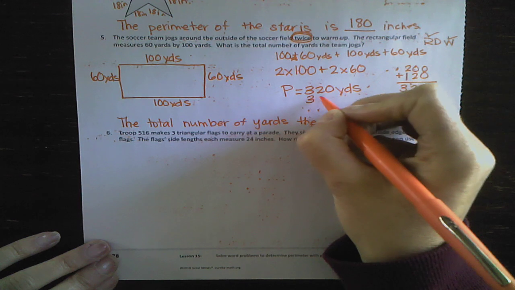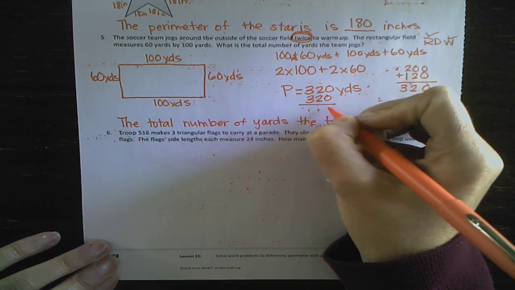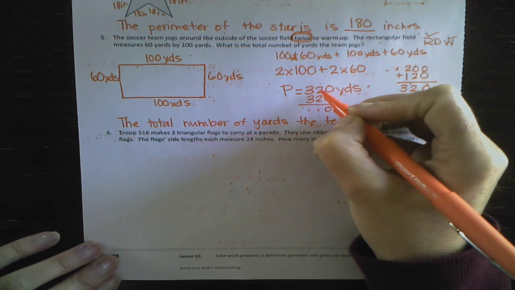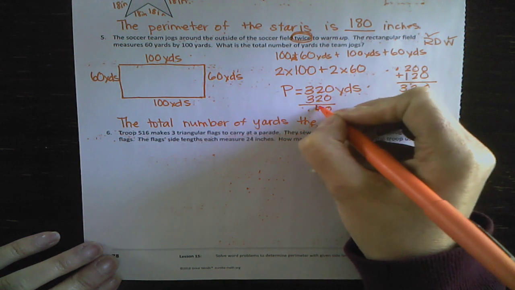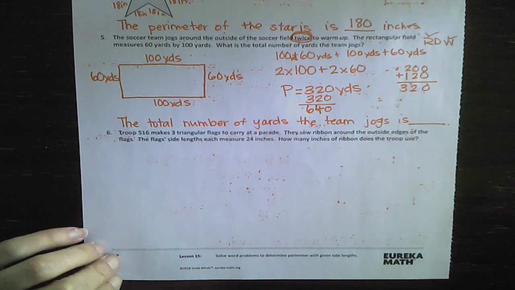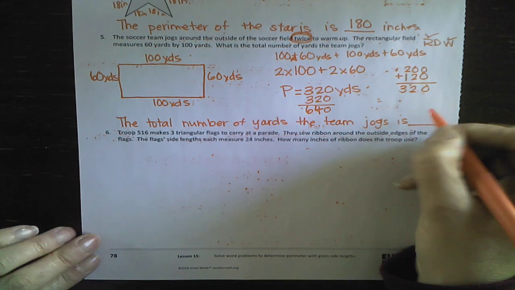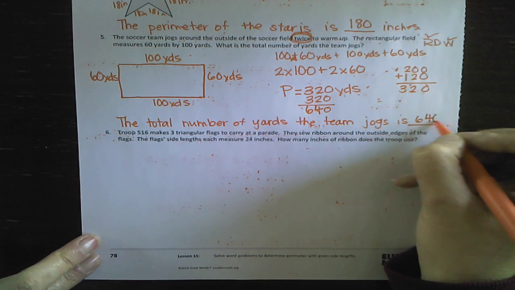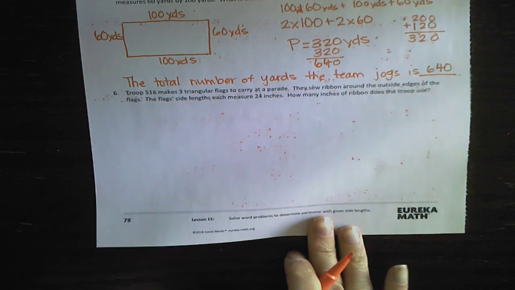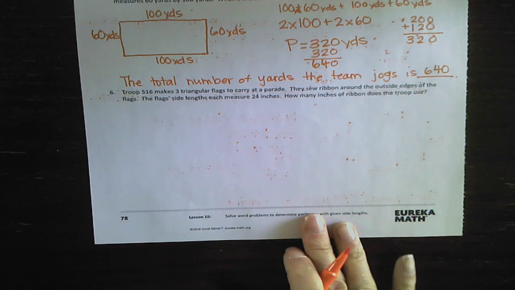So I'm just going to put 320 on the bottom of this and add those together because that is going to be the total number of yards. It's a lot of running. 2 plus 2 is 4. 3 plus 3 is 6. 640 yards. And that's just the warm-up. Can you imagine? I wonder how many of you play soccer and if you do that much running. That's a lot. Okay. Nicely done. Let's move on to the last one.